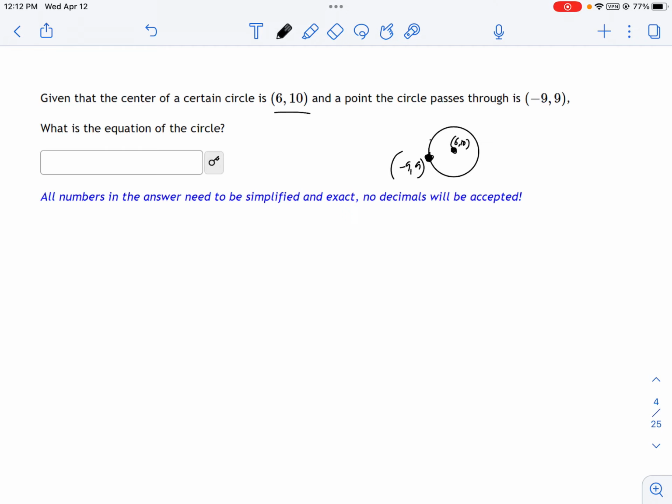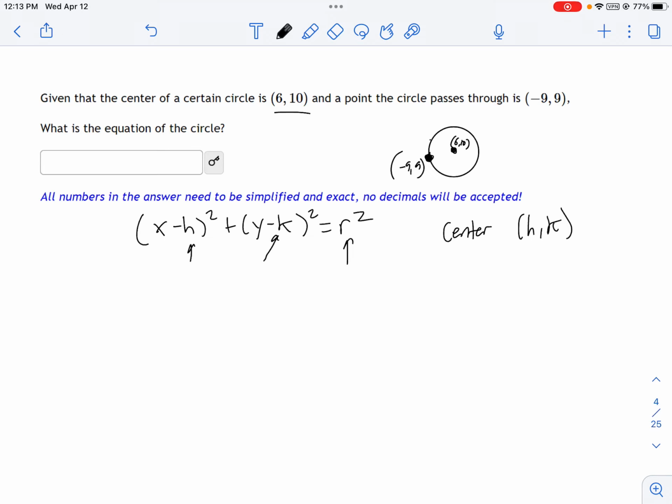Now, in order to write the equation for this, our general equation for any circle is (x - h)² + (y - k)² = r², where r is the radius. So when we're looking at this, we've got to know three things: our h, our k, and the r, the radius. Well, the h and k are not that bad, because the center of a circle is literally (h, k). So if you know the center, you know h and k. Do we know the center? Yes, we do. What a coincidence, right?